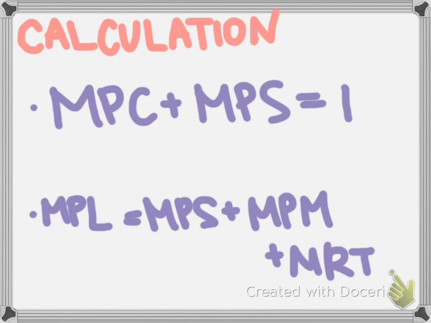Next, calculating the MPC and MPS. These two factors add up to 1, which means people either consume or save their income. And MPL, which is the leakage, is the sum of MPS, MPM, and MRT.